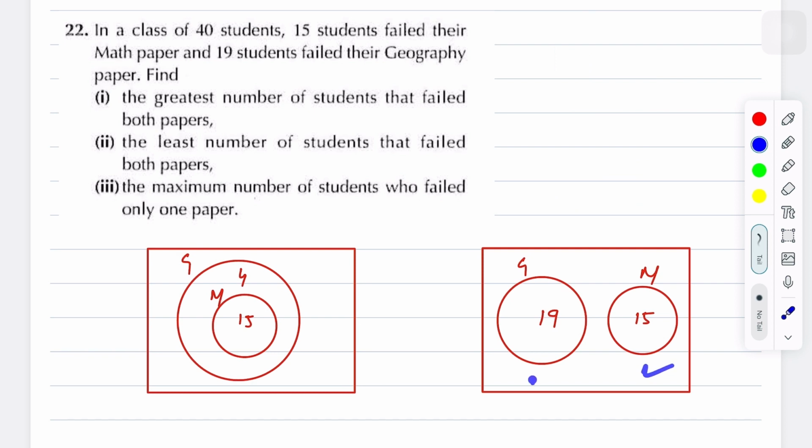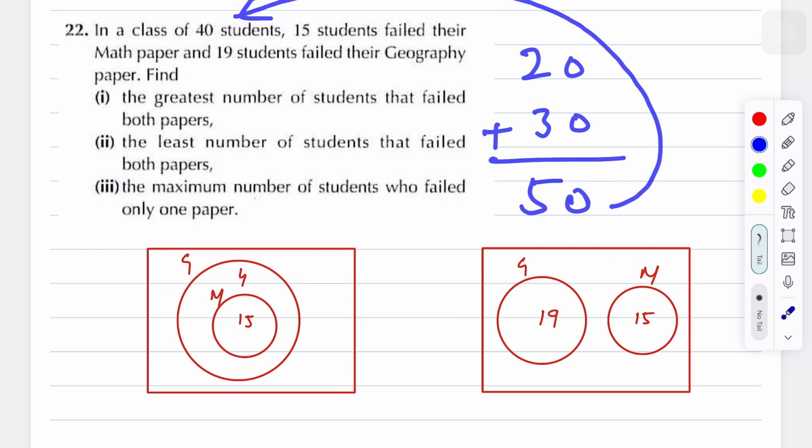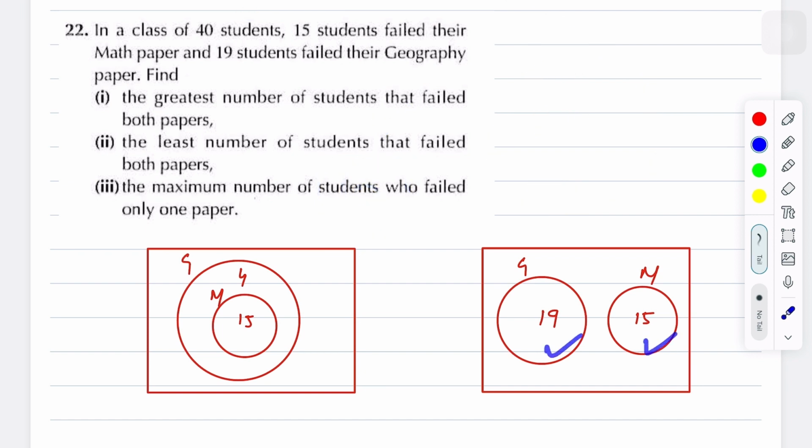Disjoint means they are separate and there isn't anything common. But on the other hand, let's say if there are 20 in first and there are 30 in second, when you add them, that is 50, which is greater than 40. That means there are at least 10 students common in two sets. But in this case, this sum is less than 40. We can safely assume that they are disjoint sets.